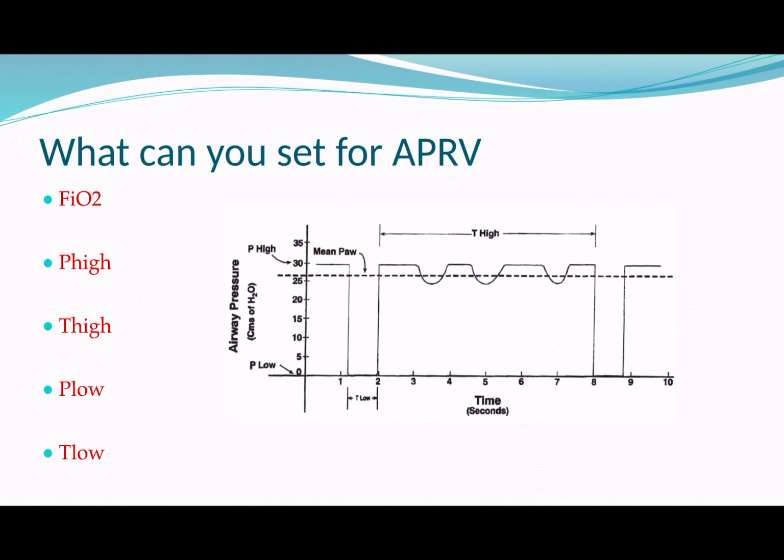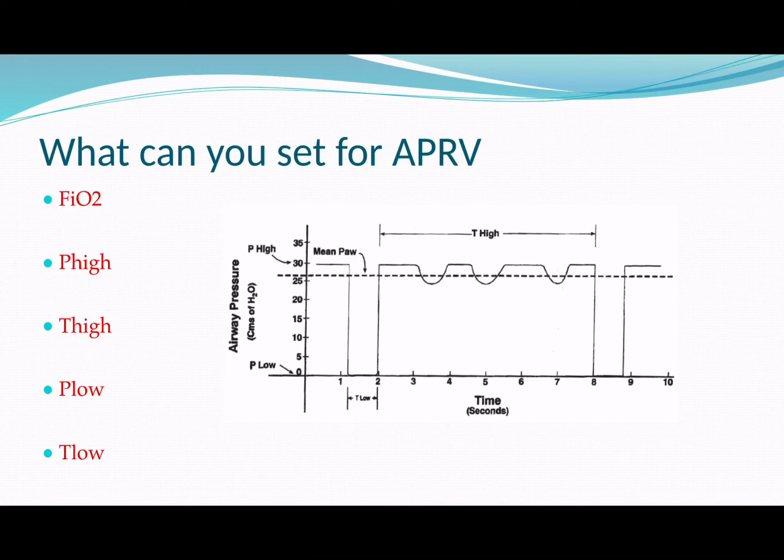So if you look at the graph of what happens with APRV, you can also start to get an idea of what you can set in APRV. As with all ventilatory modes, you can set the inspired fraction of oxygen. Now the second thing that you can set is the P high. This is effectively the level of CPAP that you're giving the patient to keep the lungs open.